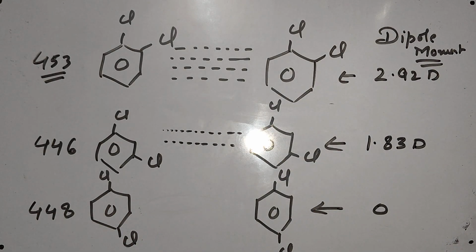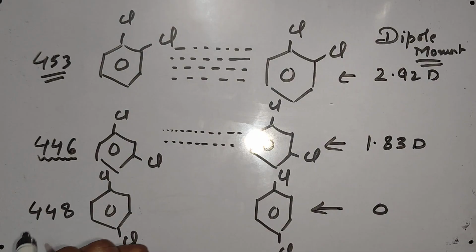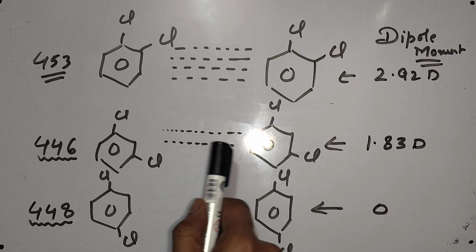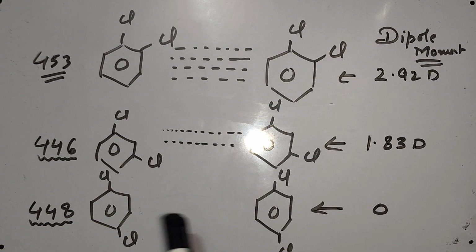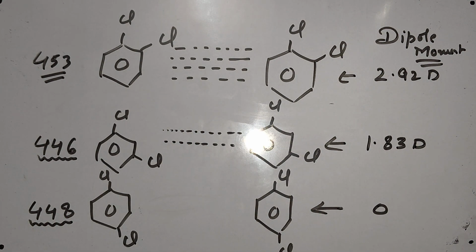Okay, then a question arises. Why does meta have a 446 Kelvin boiling point and para have 448? Given that meta has dipole-dipole interaction and para does not, para should have the lower boiling point. Why does meta have a lower boiling point as compared to para? Let's try to find the answer to this question now.